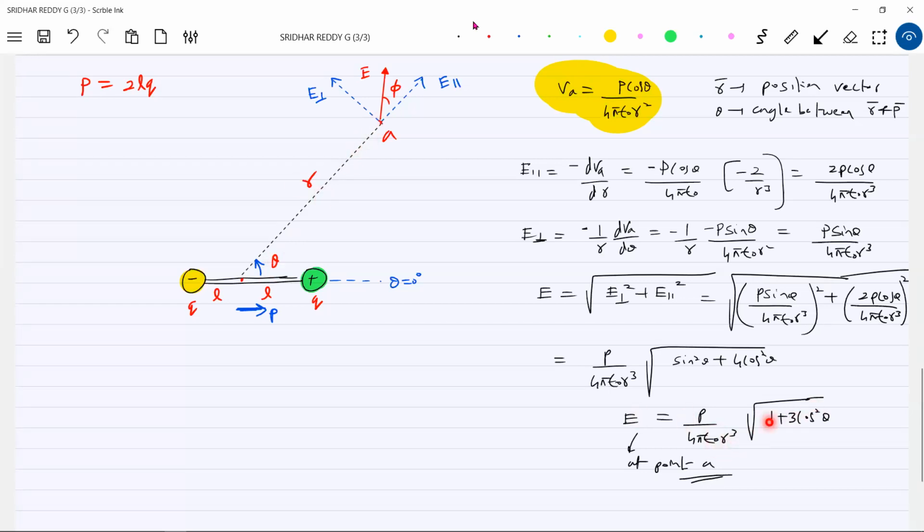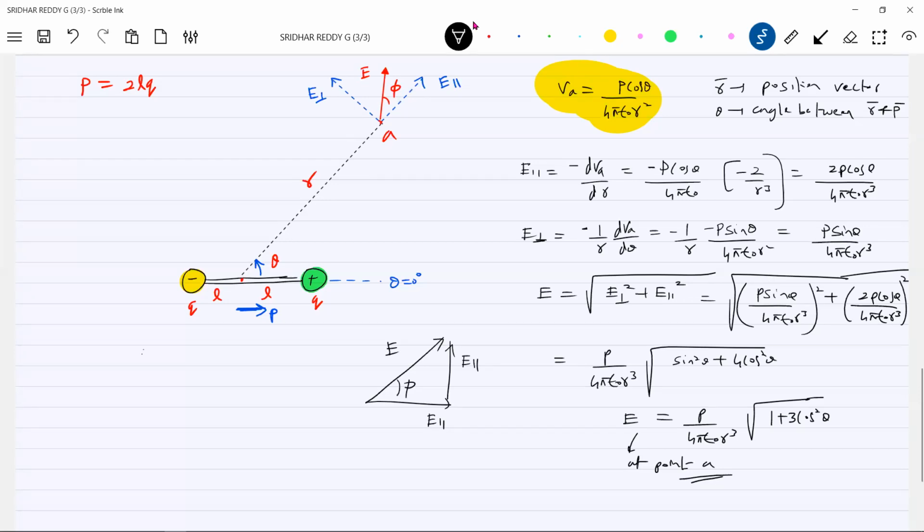Okay, this is about the magnitude. So what about the direction? How are you going to get the direction? The resultant field is this red color one. So I got the magnitude. What about the direction? See how to get this particular angle. I'll take help of the vector diagram. This will be E parallel, this will be E perpendicular, and this is the resultant.